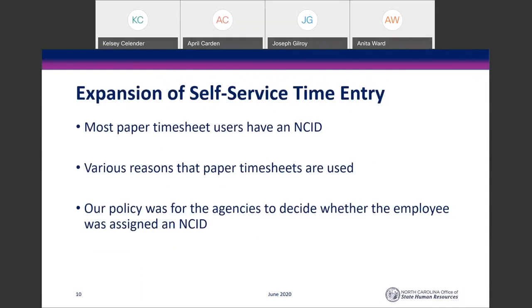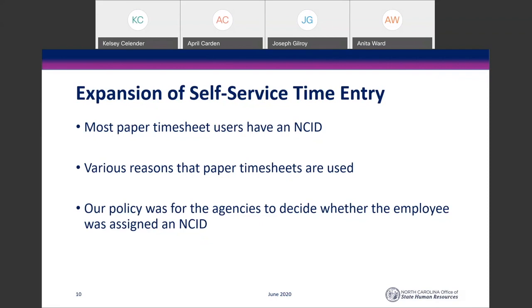So we started to think about why we receive so many paper timesheets. And short of sending out a survey, we just decided to look internally because we thought it might be some of our own messaging or processes that was driving this. We thought that maybe the 2,500 people who are using paper timesheets don't have an NCID in order to do that. So we did some digging and we found actually that the vast majority of those 2,500 actually do have an NCID. In fact, it's upwards of 90%.